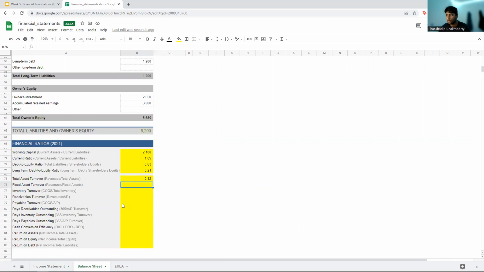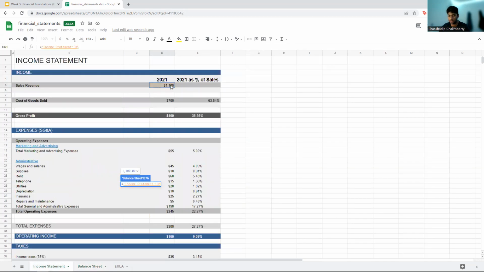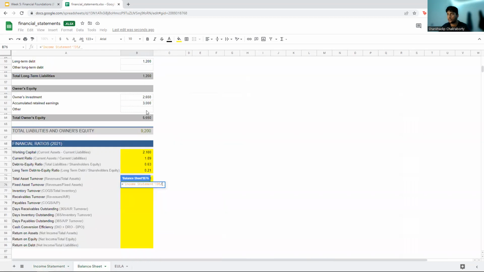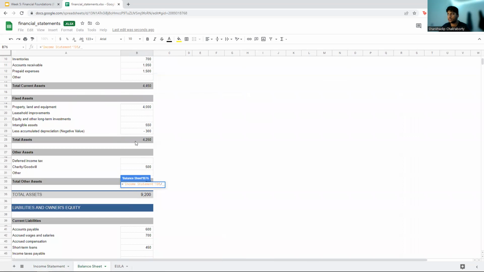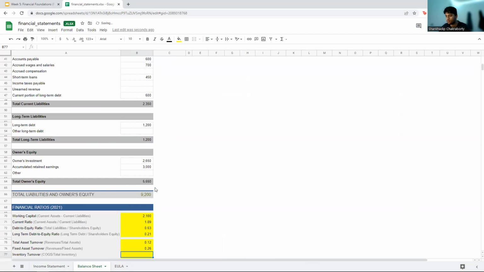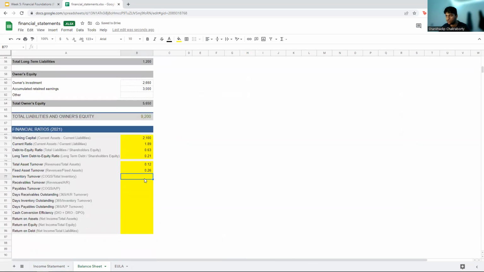Fixed asset turnover, pretty much the same thing, but we're using fixed assets instead of total assets here. So we're doing sales divided by total fixed assets. Where is it at? Okay, that 825 is supposed to say total fixed, not total assets. Because fixed assets is lower than total, this number is always going to be higher than total asset turnover.